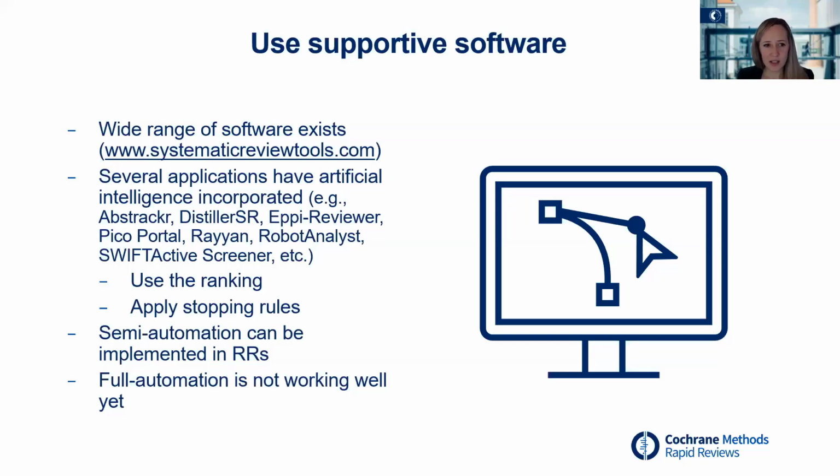And artificial intelligence works, for example, better in easy topics where the focus is on drugs or easy interventions, but with complex interventions, it is not that reliable yet. So you can use semi-automation, which means that you use this ranking, but you also have a human making decisions, but full automation is not working well yet.